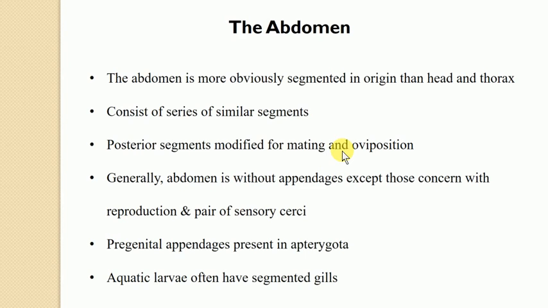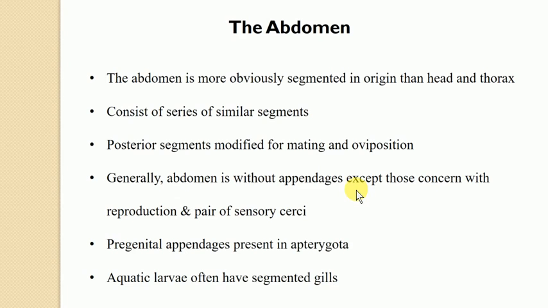it is responsible for forming a structure for depositing the egg, which is known as the ovipositor. In general, the abdominal segments of adult insects are without appendages, except for those which are concerned with reproduction and a pair of terminal, usually sensory structures, which are known as the abdominal cerci. These appendages are only present in a few insects, but generally the abdomen does not contain any kind of appendages.